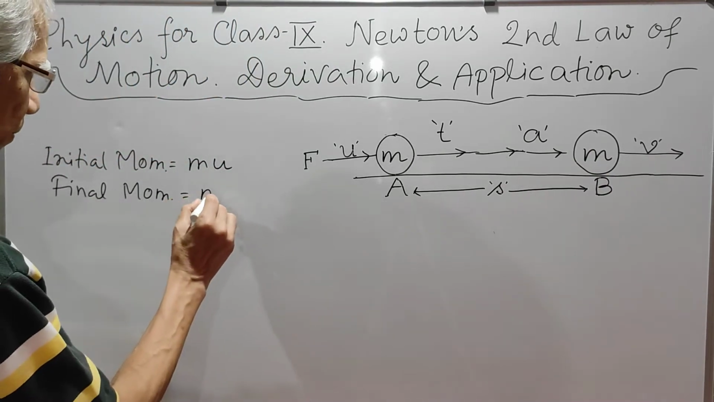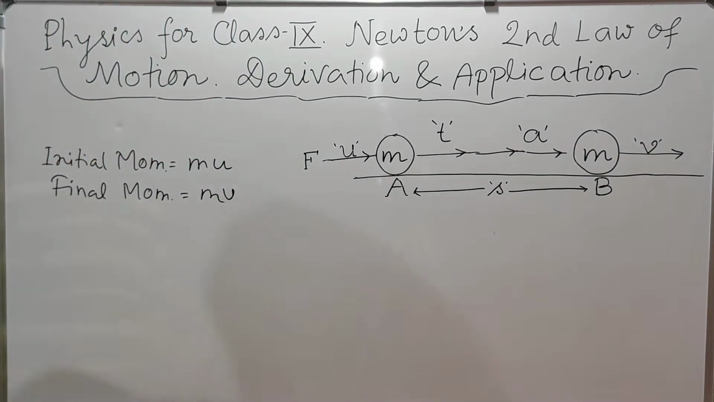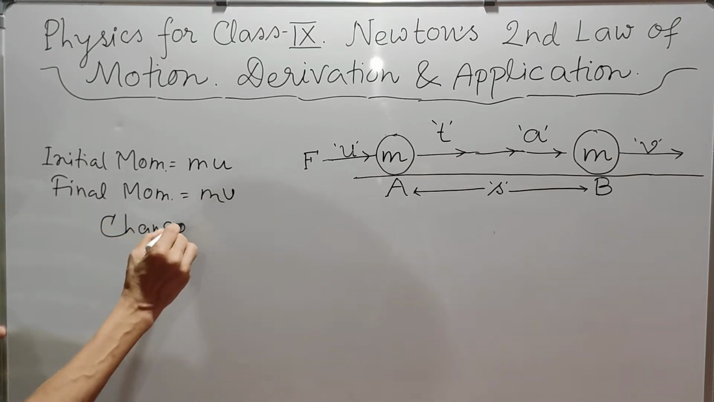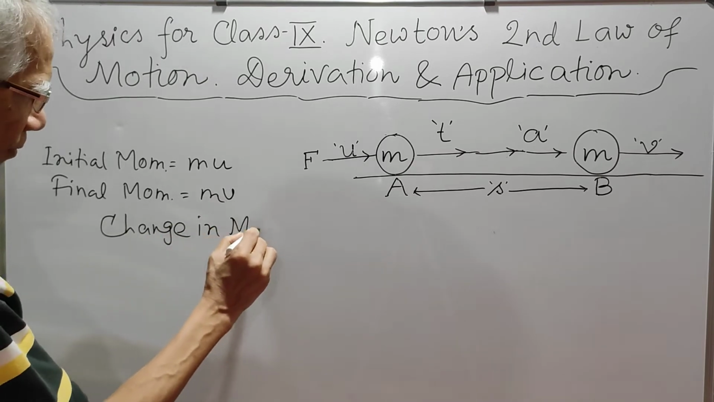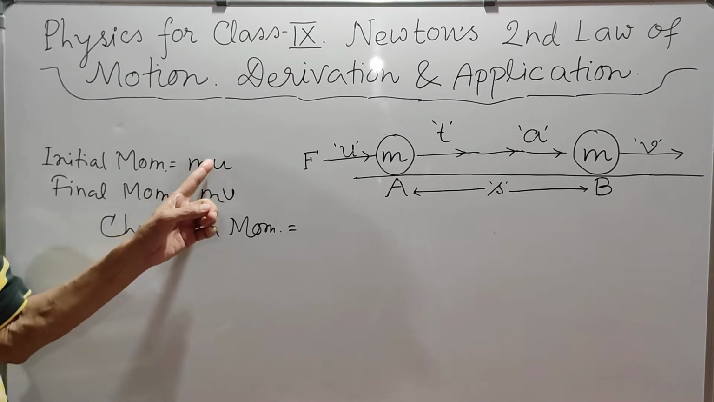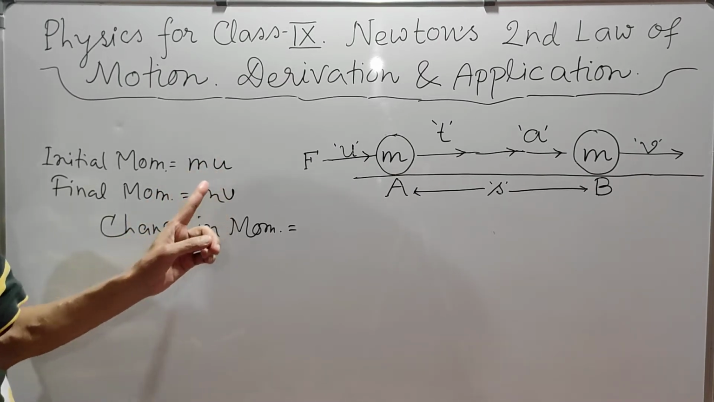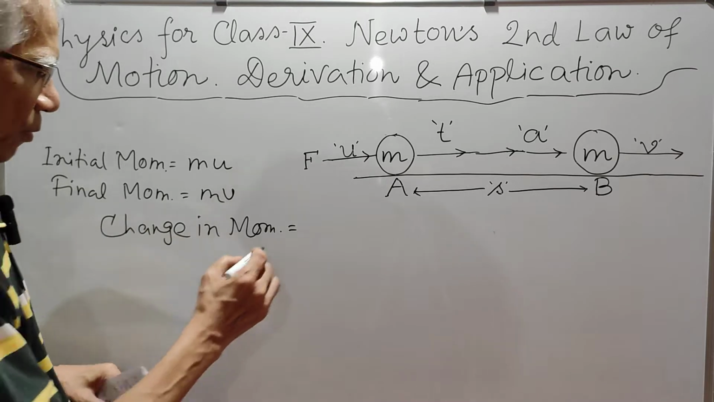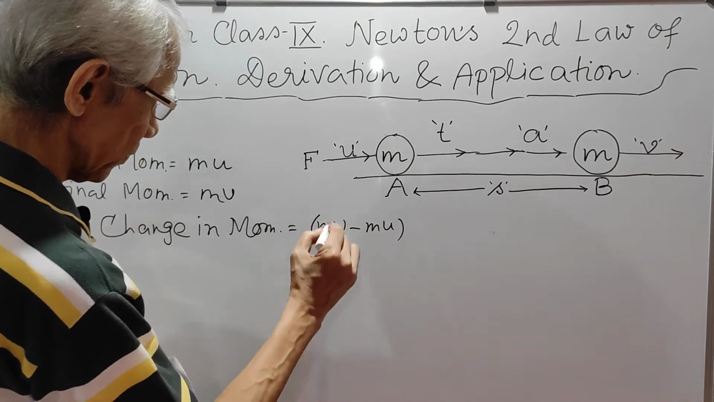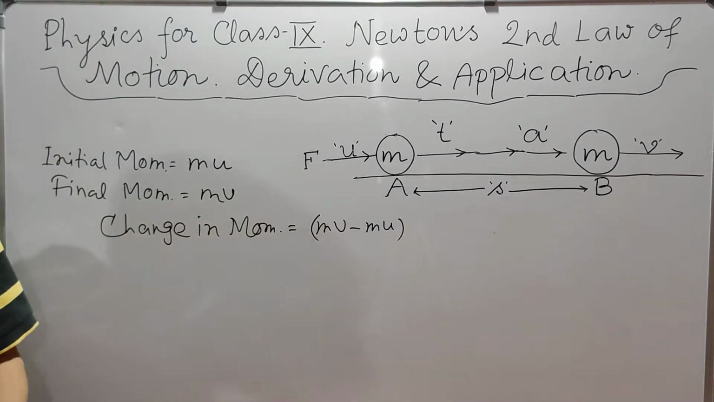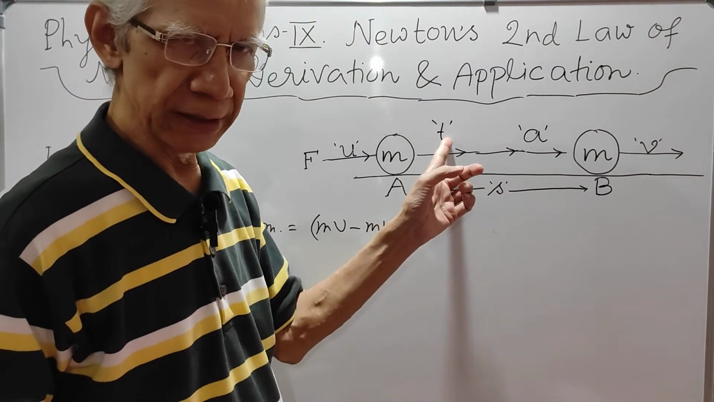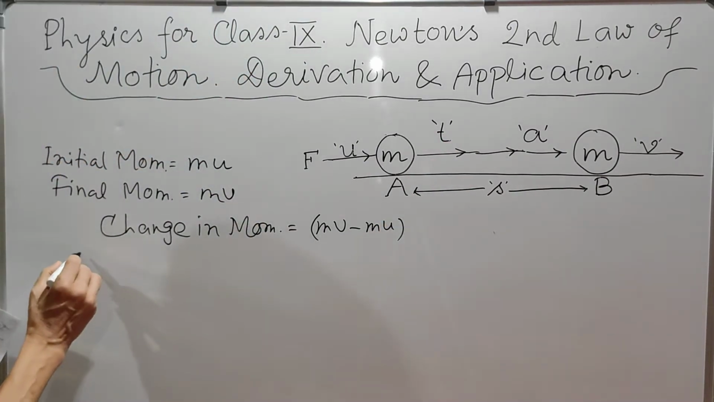All right, mv. Now change in momentum of the body. So this is final momentum, this is initial momentum. So final minus initial. So that will be the change in momentum. So mv minus mu. So this is the change in momentum of the body. Now this change in momentum has taken place in what time? t.